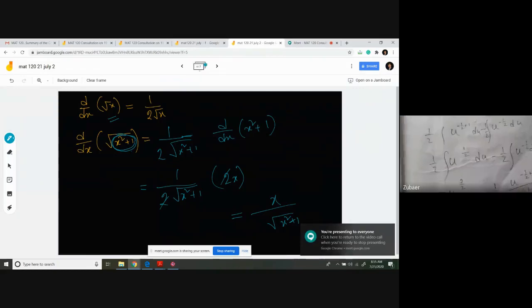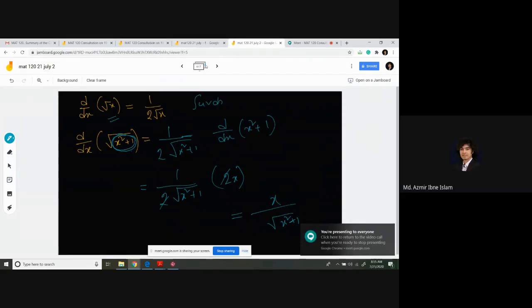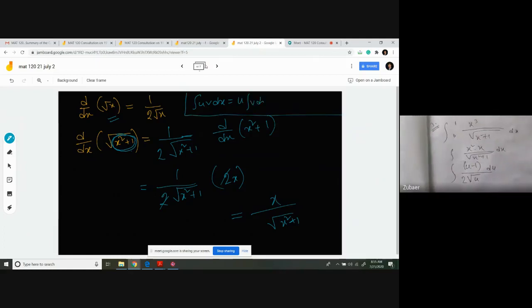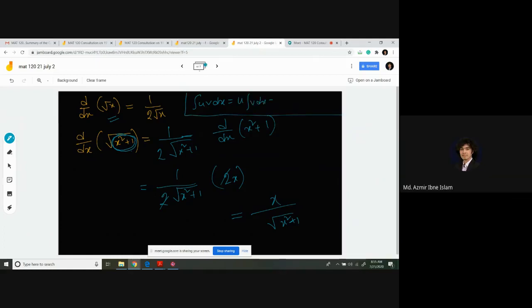You have to apply this. Sir, I have a question. Yeah, tell me. Sir, in here, which one is the u and which one is the v? That is a big question. So u times integration of v dx, then differentiation of u, integration of v dx, and then total integration. First let me finish. This is called integration by parts.